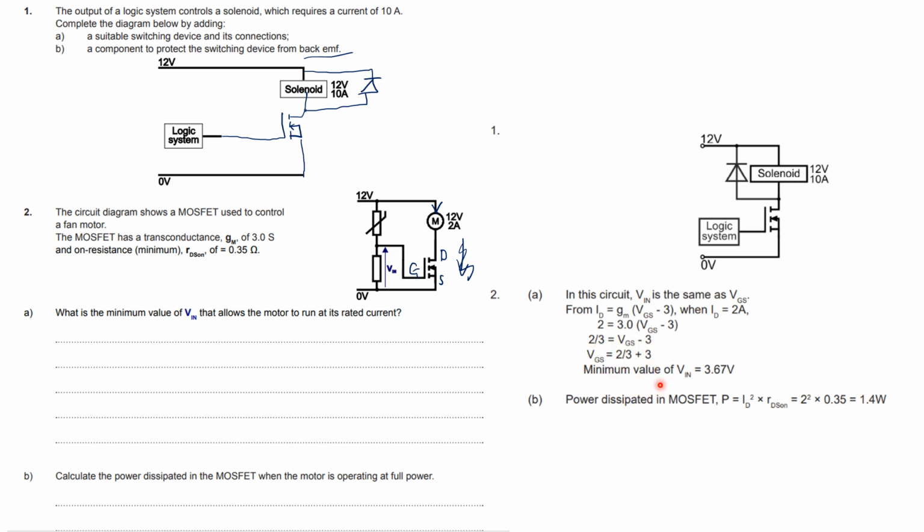If you need some work rearranging these equations, just plug them in to start with and see what you get. And power dissipated, this is also on the data sheet, I squared R. So if we know the drain current is 2 squared times your resistance between the drain and the source when it's on, well, that's given in the question.